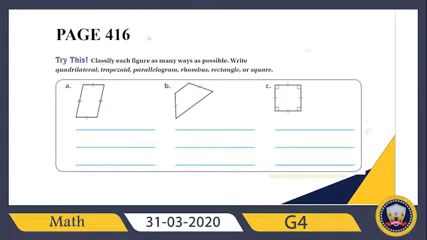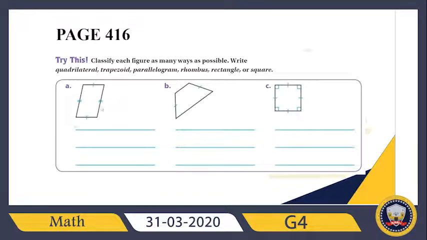Right now, let's try this part. It's asking to classify each figure in as many ways as possible. Write quadrilateral, trapezoid, parallelogram, rhombus, rectangle, or square. While writing them, if you want, you can check the first page, page 415. So, let's check A.